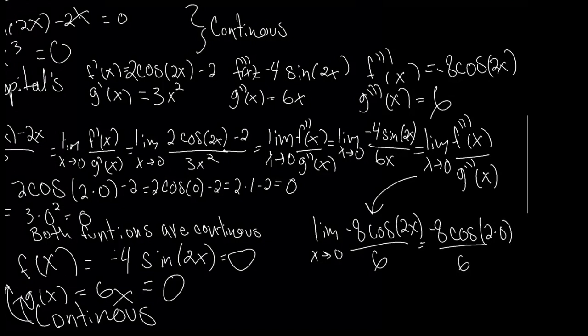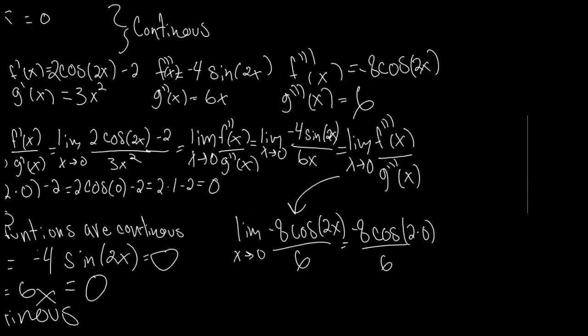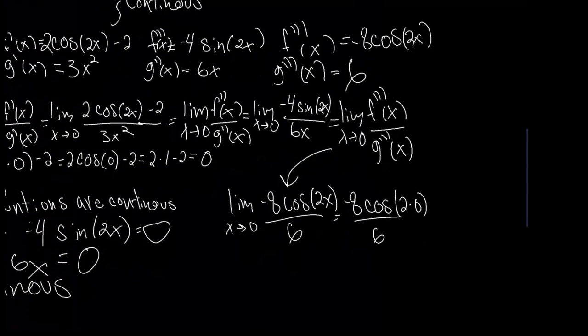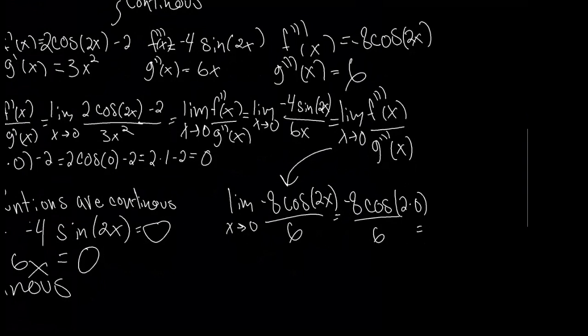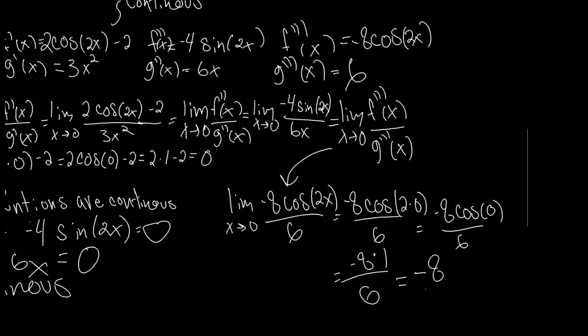We bring this down a bit and make some room. We know that this is going to be equal to negative 8 times cosine of 0 over 6. And cosine of 0 is just 1. So we have negative 8 times 1 over 6, which is negative 8 over 6, which you could also simplify into negative 4 over 3, and that is our answer for our limit.